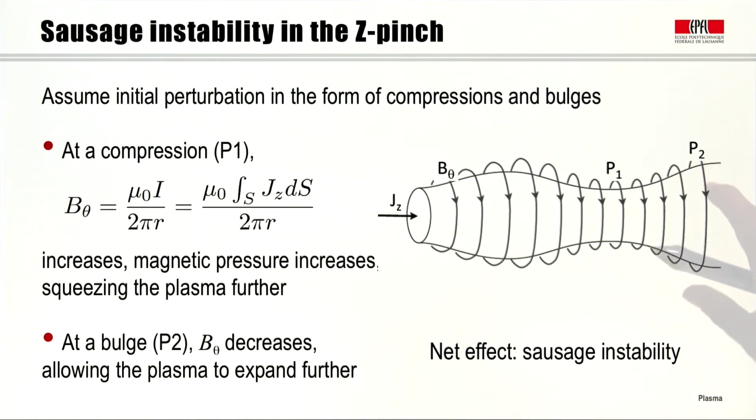Basically, at the point P2, which is a point of bulging, we have the opposite. B theta decreases, which then allows the plasma to expand further. So the initial perturbation grows, and the net effect is the sausage instability.